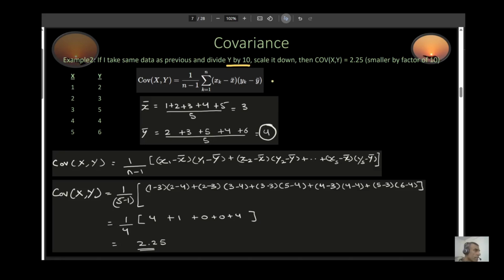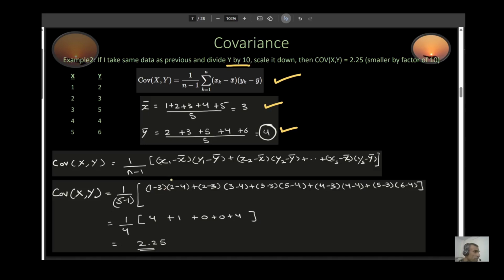So in this case, let's calculate our covariance. I'm using this formula again. My x mean is going to be the same because your x has not changed. On the other hand, your y mean is going to change because now it has been scaled down. So you add all the numbers, you divide by 5, and the answer is 4. Apply your covariance formula the same way as I did before, and just substitute your values.